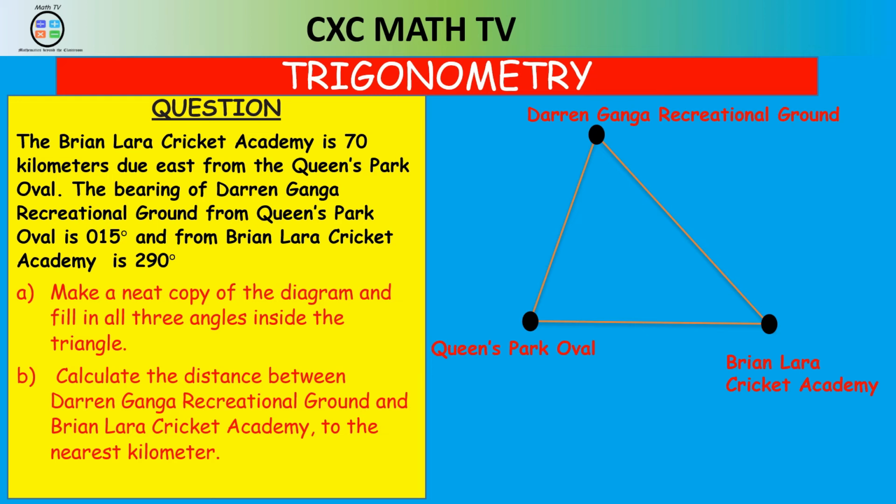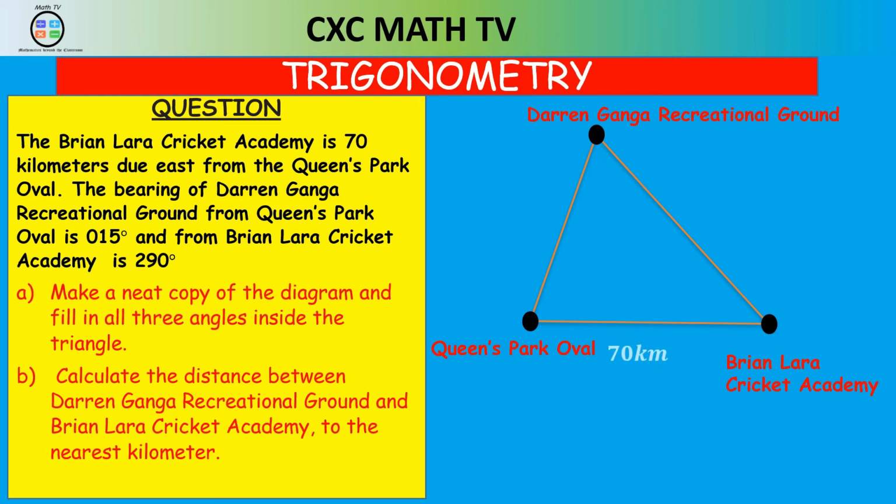So this question right here, they give us the representation. The only thing we need to do is fill out the angles. First thing we need to do is input our north lines and then look at it. So we input our north lines from Queen's Park and Brian Lara Cricket Academy.